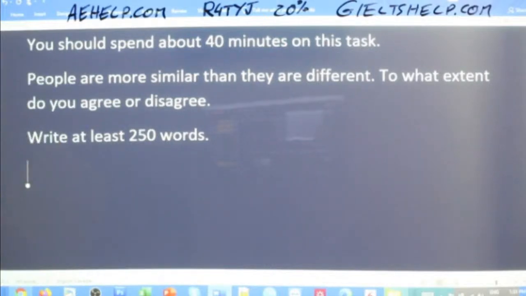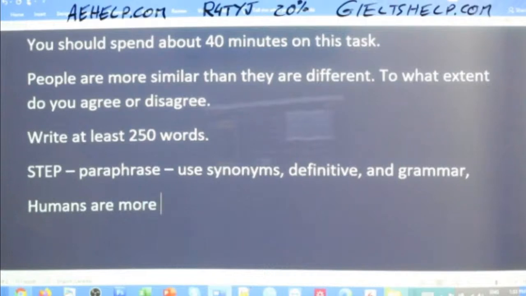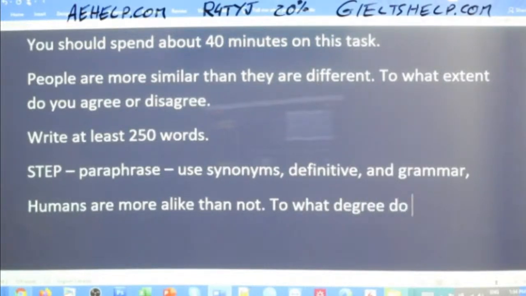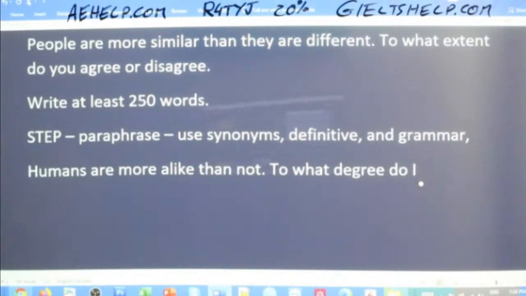Okay, so definitely step one here, paraphrase. And paraphrasing should be accurate, so use synonyms and grammar. Okay, let's paraphrase, so let's make this our own. All right. Humans are more alike than not. To what degree do I concur with this view? All right.